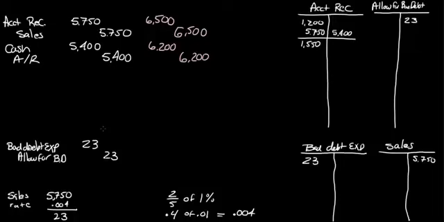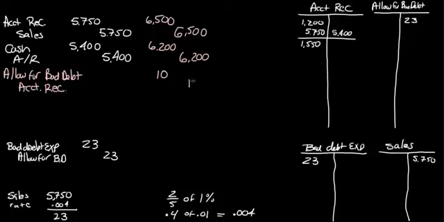Now we have a couple other things that happen. We actually have a write-off. We deem that some of these accounts receivable aren't going to be collected. When that happens, we debit the allowance for bad debt, and the amount was $10. And we credit the accounts receivable for $10.